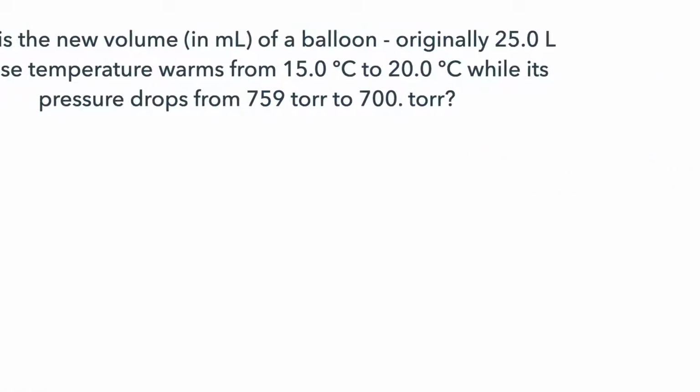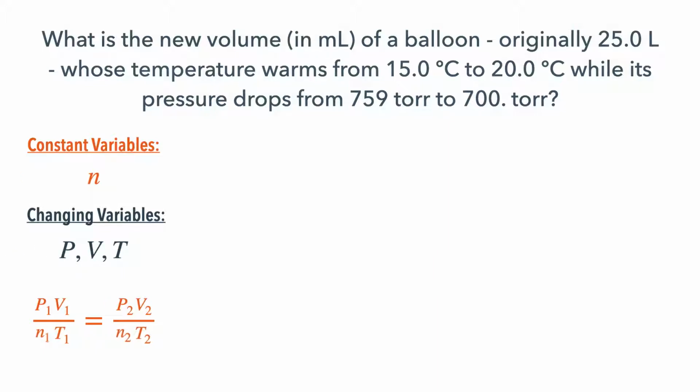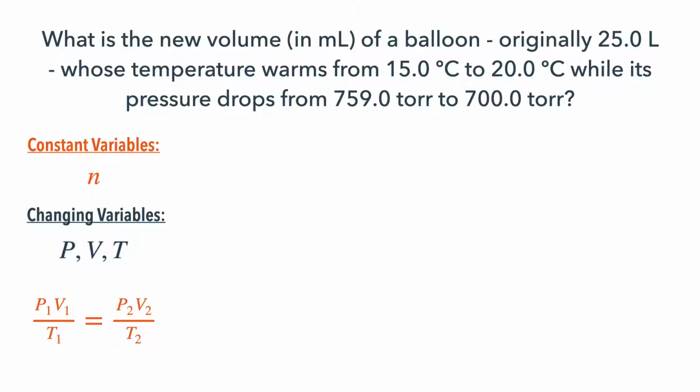What is the new volume in milliliters of a balloon, originally 25 liters, whose temperature warms from 15 degrees Celsius to 20 degrees Celsius, while its pressure drops from 759 torr to 700 torr? Just like our previous problems, we first need to identify the constants and changing variables. For this problem, everything is changing except the number of moles of gas. That means P, V, and T are changing. However, we can rewrite the equation without n since it's constant. Now we need to determine though the values associated with each variable in the combined gas law equation.